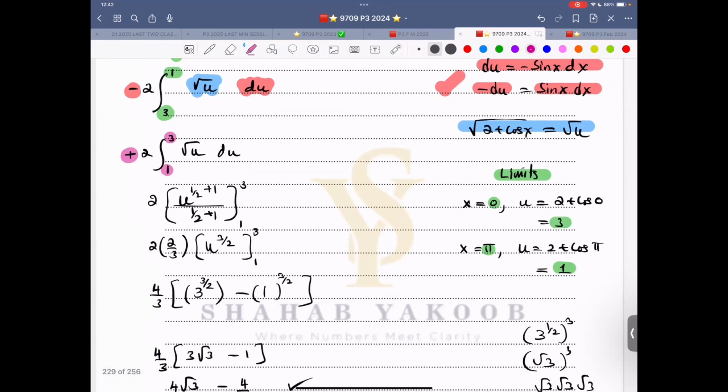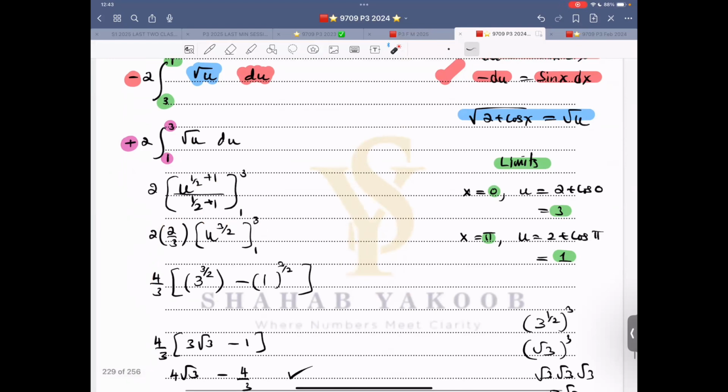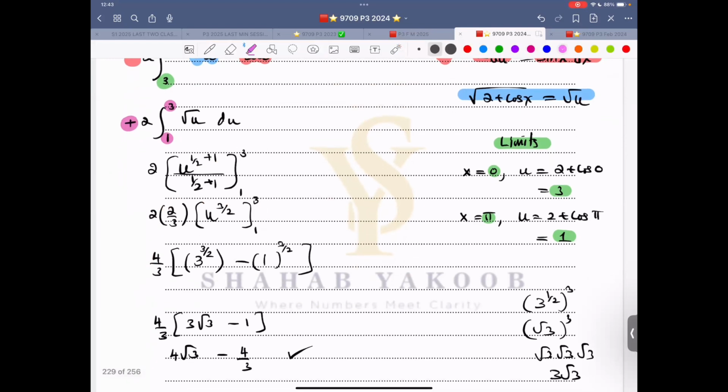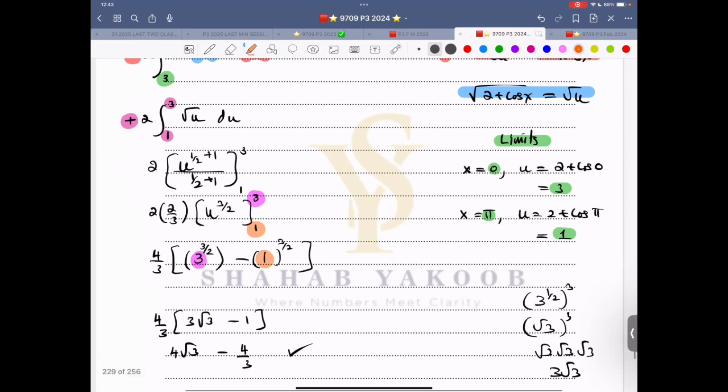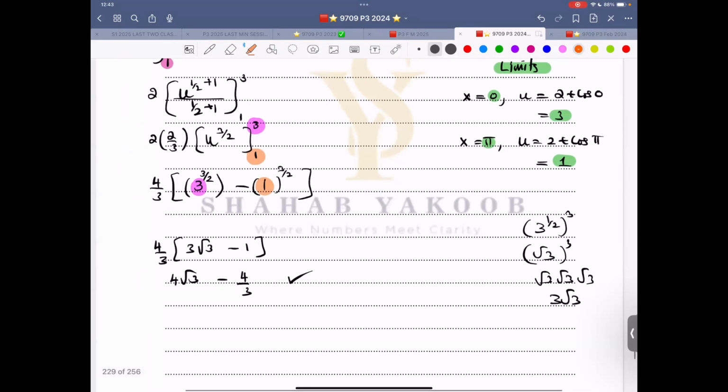Now it's very basic integration. Root u, power half, over half plus 1, over half plus 1. Division by 3 over 2 is multiplication by 2/3. That becomes this much. Upper limit, lower limit. So now plug in the upper limit. That is 3. That goes over here. Plug in the lower limit, which is 1. That goes over here. 1 to any power would remain as 1. And 3 raised to power of 3 over 2. That is root 3 raised to power of 3. Root 3, root 3, root 3.